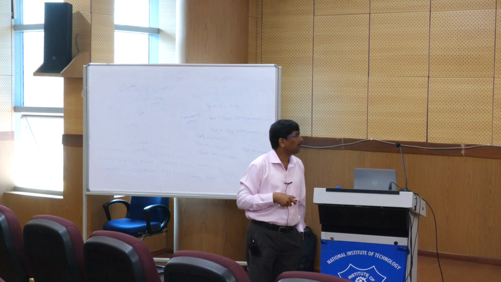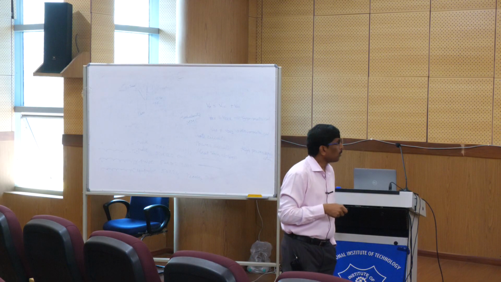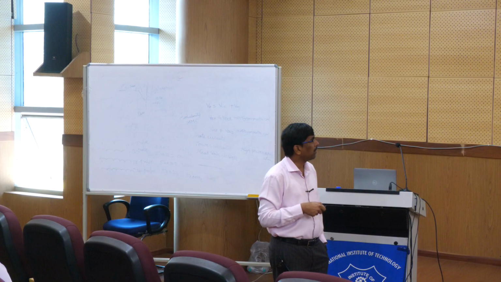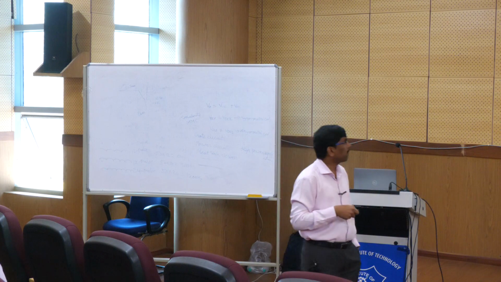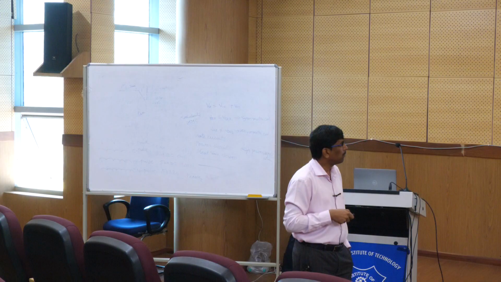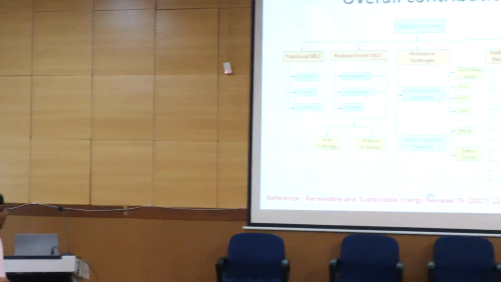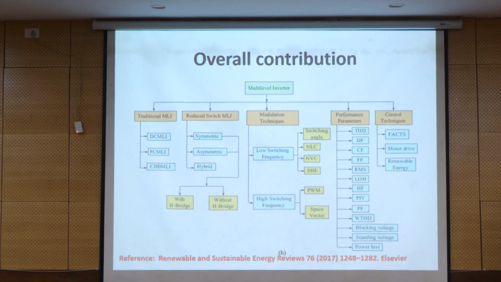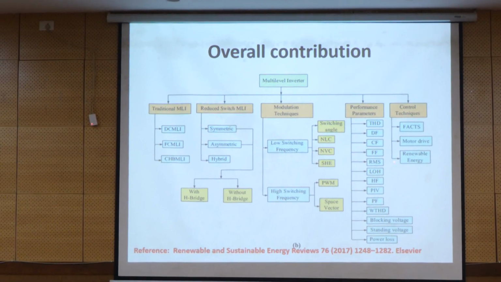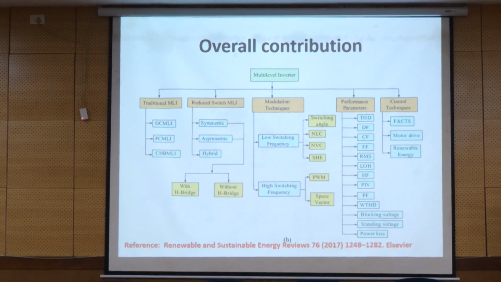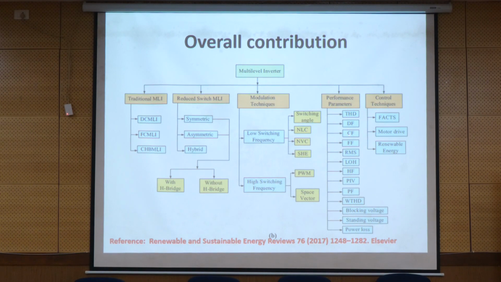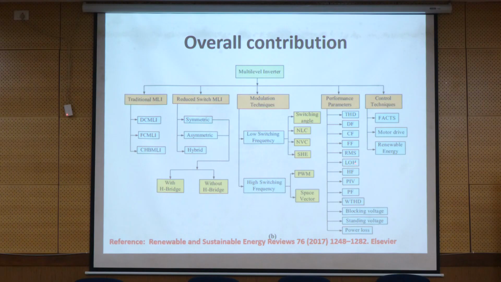We have the pulse width modulation and the space vector PWM technique. Then, when it comes to the performance parameters: THD, distortion factor, crest factor, form factor, meaning the RMS value of the output, lower order harmonics, high frequency, peak inverse voltage, power factor, weighted THD, blocking voltage, standing voltage and the power loss. These are the parameters you need to take into consideration while developing your new modular multi-level inverter topology. These are a few factors you are going to consider.